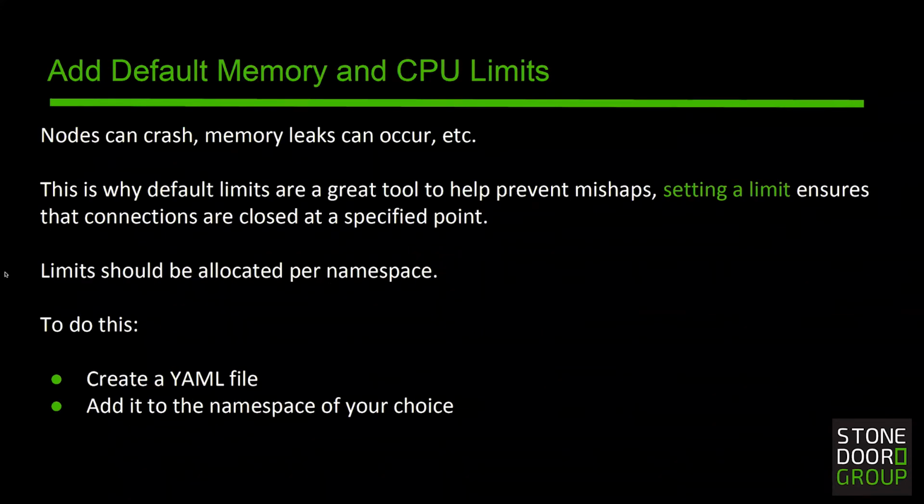Okay, so next up, let's talk about adding default memory and CPU limits. As much as we try and avoid them, mistakes can happen, right? Nodes can crash, memory leaks can occur. This is why default limits are a great tool to help prevent mishaps. This sets a limit, and doing this ensures that connections are closed at a specified point, right? Now, limits should be allocated per namespace.